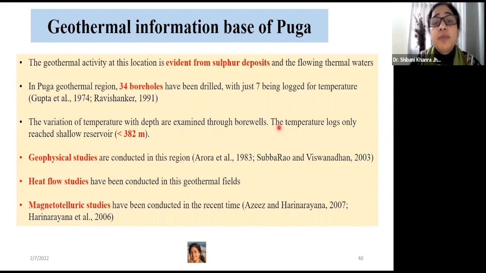The information base was partly available for this field, where sulfur deposits from the springs were observed, and also a lot of boreholes have been drilled to explore it. However, all the boreholes are not studied. Out of that, only a few of them, 7, were logged, and some temperature data was obtained from that. The second limitation was that though data was obtained, it was limited to shallow depth, 382.